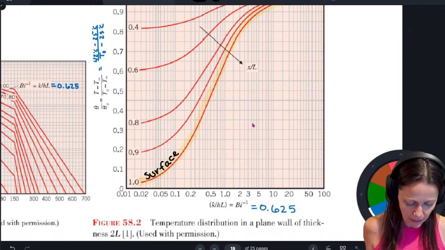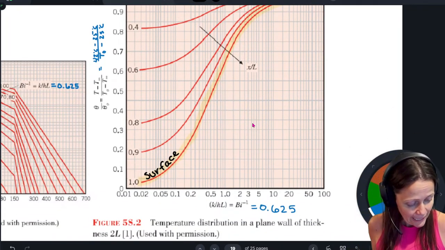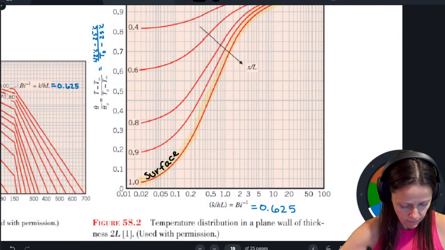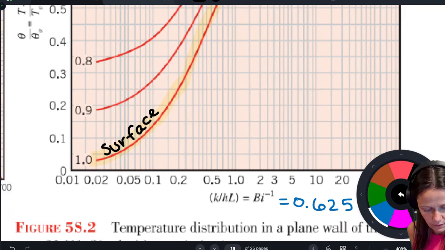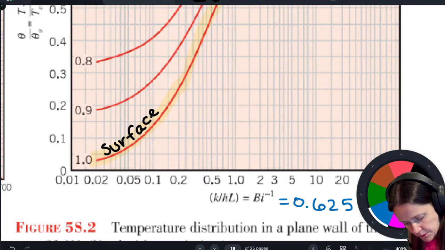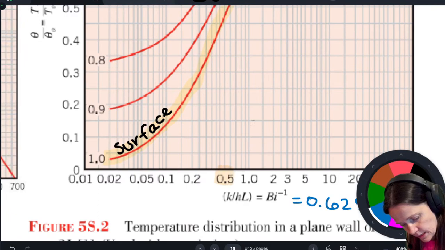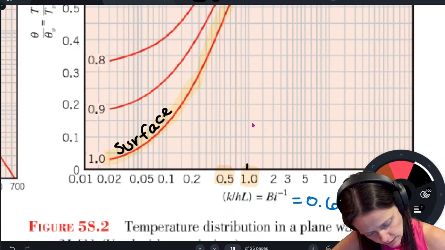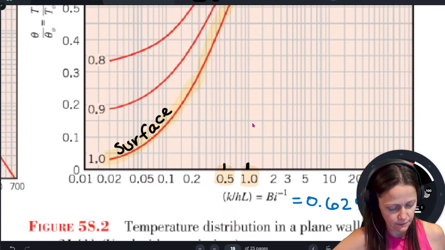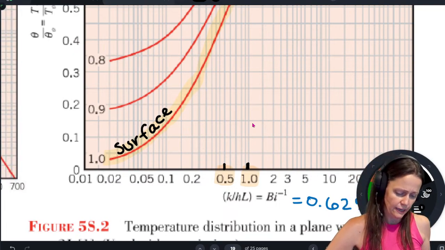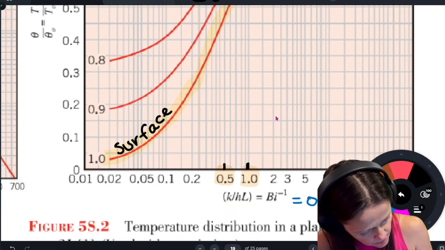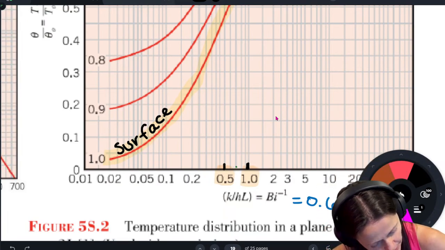Okay, so I know my inverse Biot number was 0.625. I think I need to zoom in a little bit. That's going to be between this one and this one. So if this is one, that's 0.5. Now the question is, where's the 0.625? Is it where I think it's going to be? And that little trick about, what does this one correspond to? Not that one, but right in the middle.